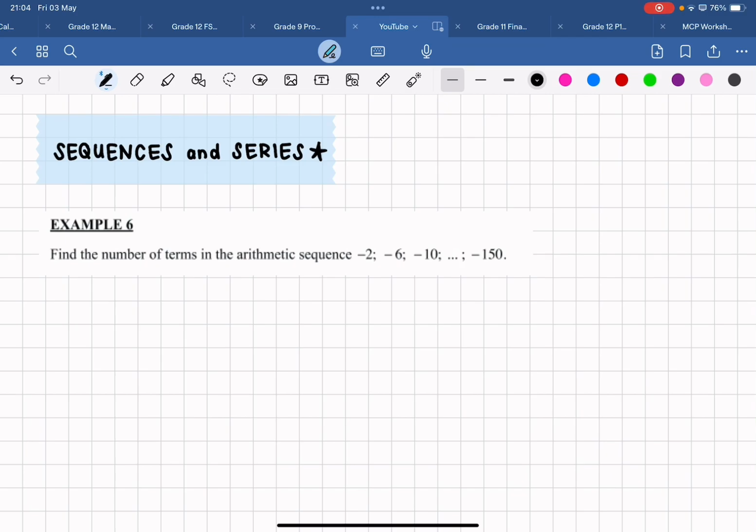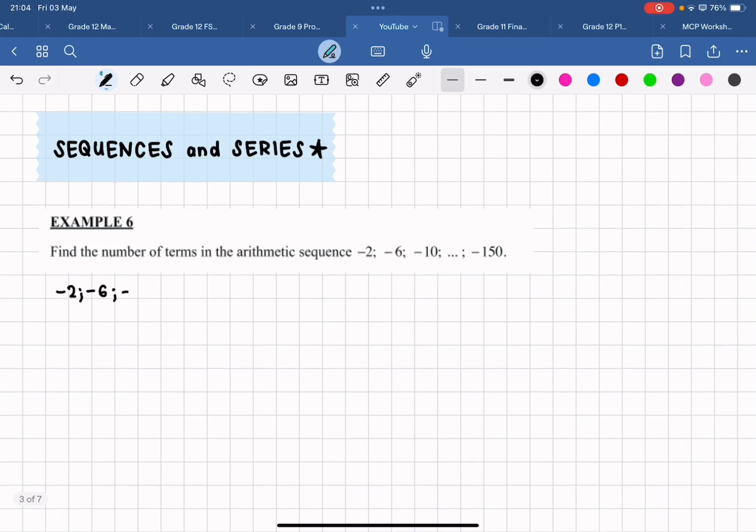They are asking us to find the number of terms in the arithmetic sequence, and they have given us the sequence. I'm just going to rewrite it underneath. So we are starting with -2, -6, -10. Then they are showing that there are some terms in between, and then the last term is -150. The way that I know that this is the last term is because there is no ellipsis after the -150. So that means that this is the last term.